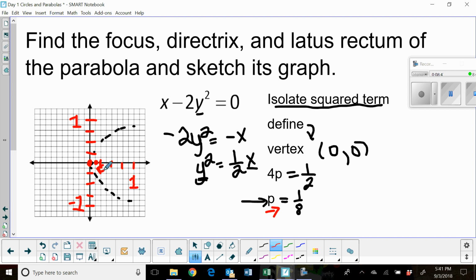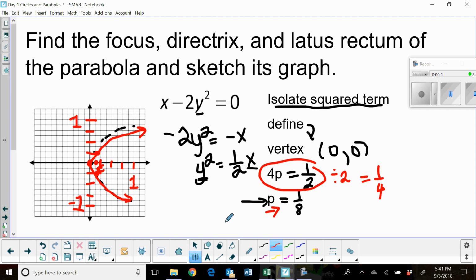That's our focus. Then we're going to go up and down half of 4p. So I'm going to take 4p and divide it by 2. When you divide half by 2, you get a 4th. So I'm going to go up 1/4. Well, that's up to here because we mark these in fourths. And we're going to go down a 4th. Well, those points are where my curve actually goes through. So I actually had it kind of estimated correctly.